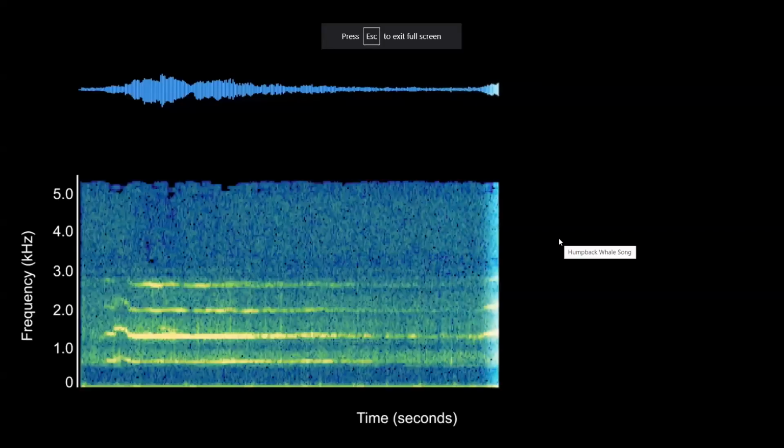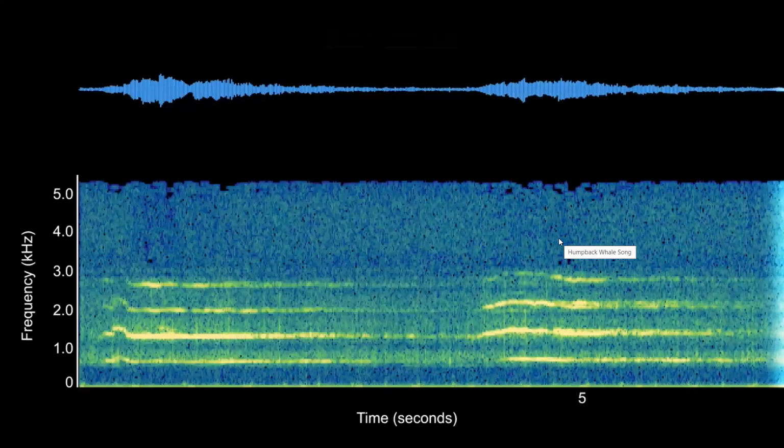So this is one typical sound which is produced underwater, and it's a whale sound.